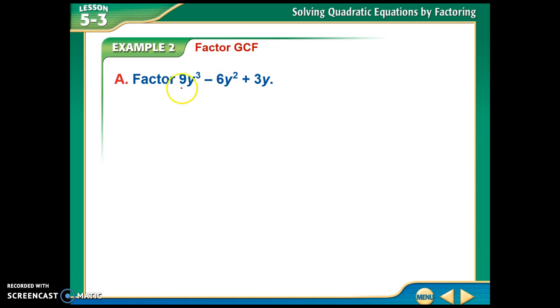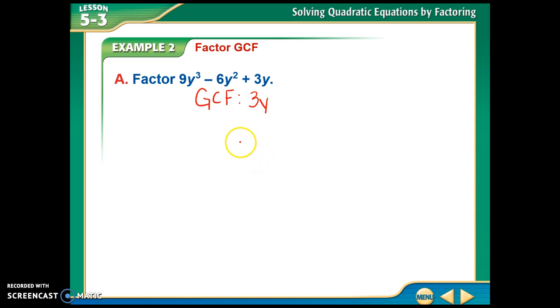So if I'm thinking GCF of 9, 6, and 3, try the smallest number first and see if it goes into everything. Sometimes you might have to go even smaller, but sometimes it'll be the GCF. So if I look at 3, 3 goes into itself, it goes into 6, and it goes into 9. So my GCF is going to have 3 in it. Then whenever you look at your variables, y cubed, y squared, and y, it's always going to be the smallest exponent. So my smallest exponent here is y to the first, so that's part of my GCF.